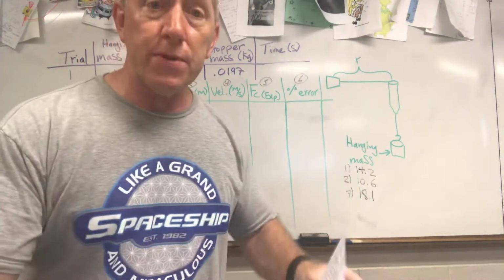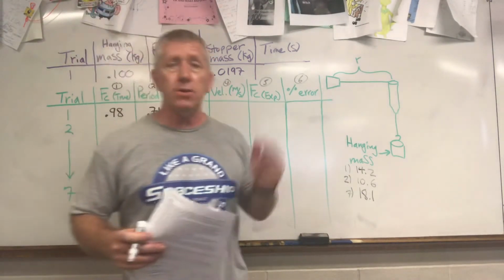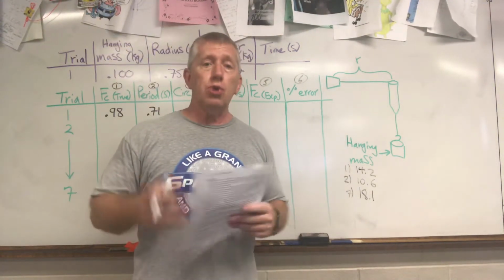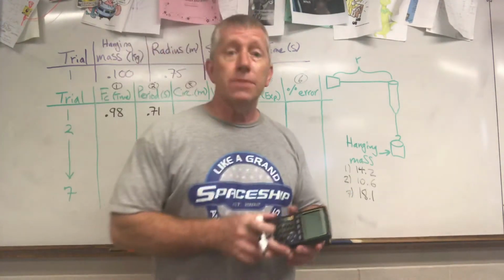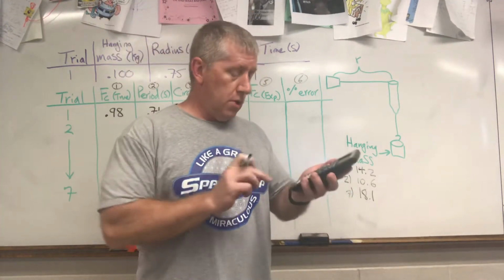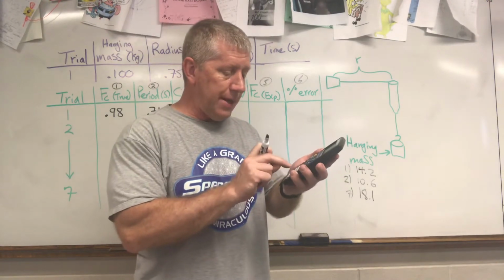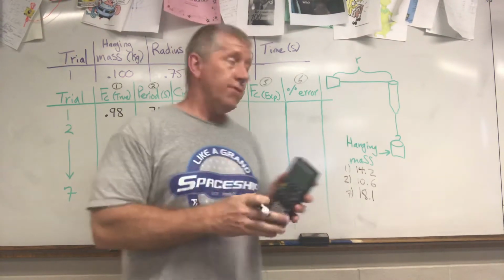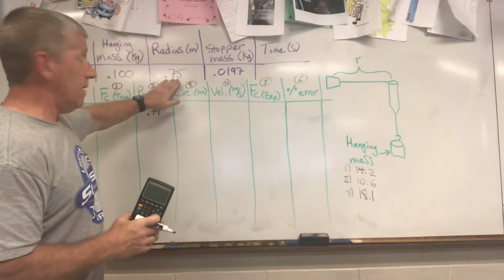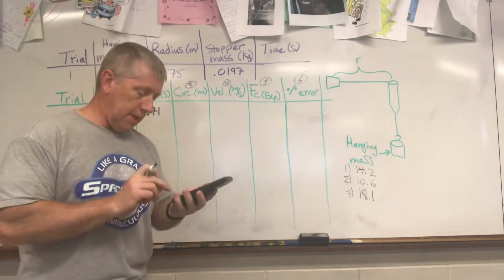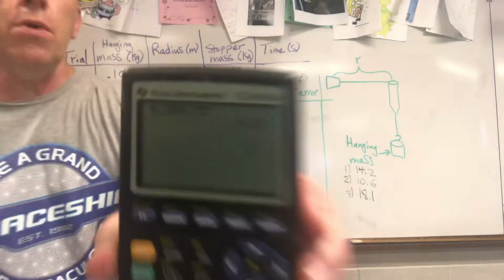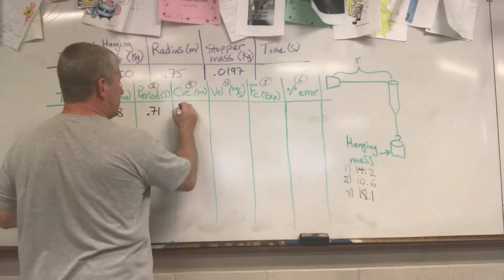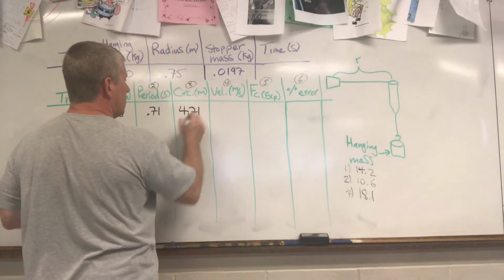Circumference around a circle is 2 pi r. Remember that, 2 pi radius, right? So 2 times pi. I use 3.14 for pi. Double it, 6.28. So 6.28 times the radius for trial 1, 0.75. So times 0.75, enter. Now you get 4.71 meters is the circumference, the distance around the circle.